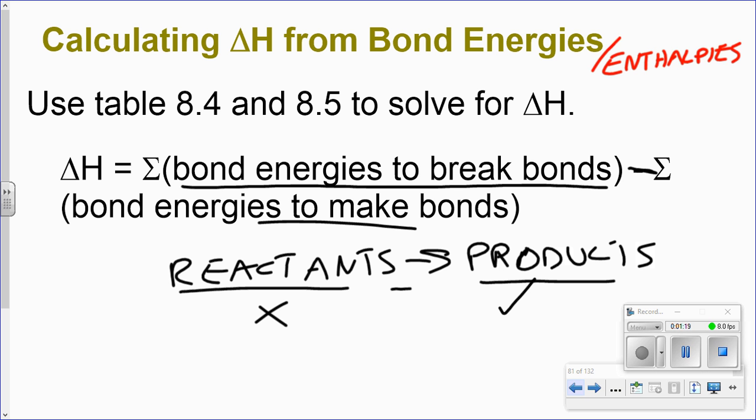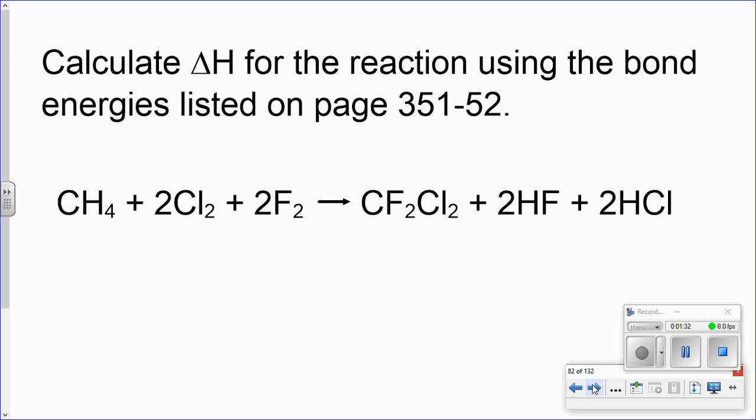I've seen many times where kids have had trouble while I grade the AP exam, where they always think it's products minus reactants. This bond energies or bond enthalpies, this is the exception. This is the exception. So if we take a look at an example, and again, we'd have to look these up.